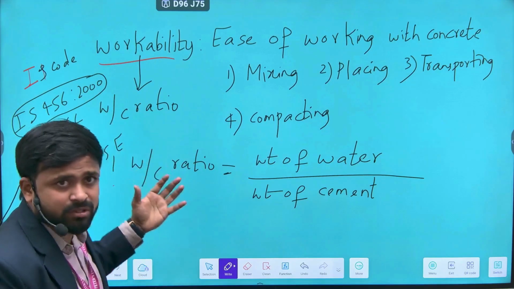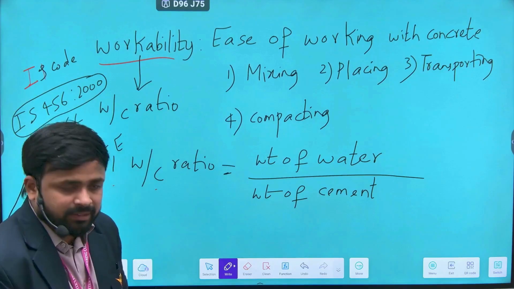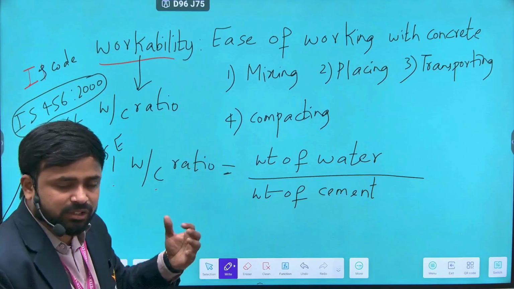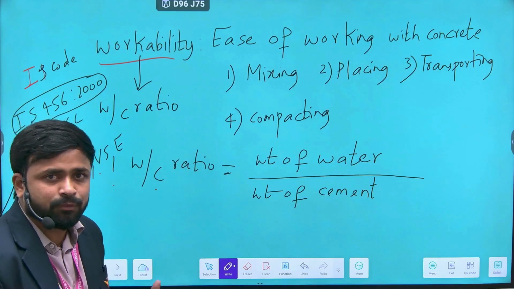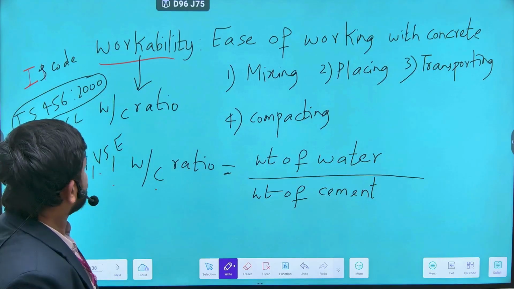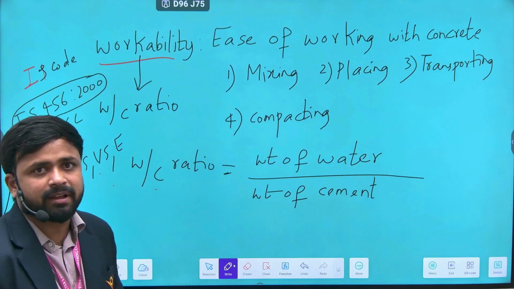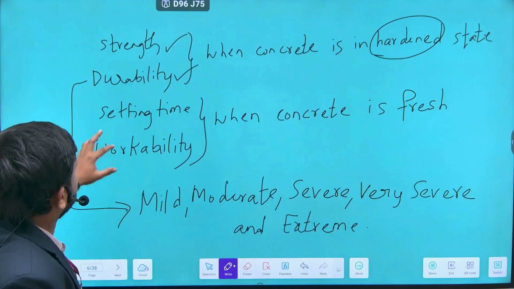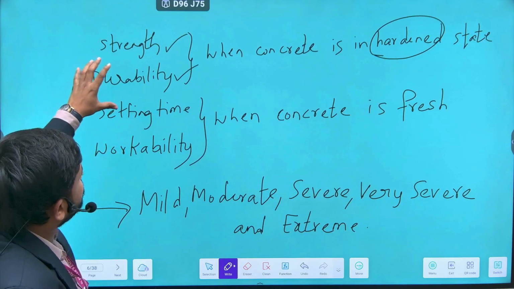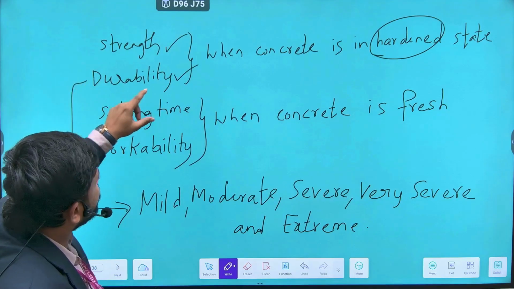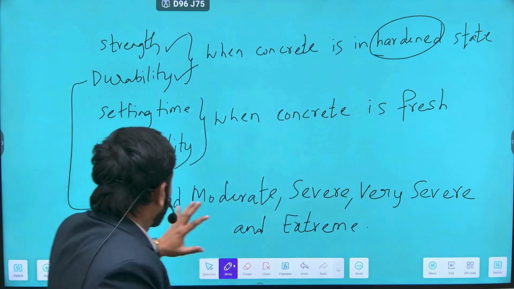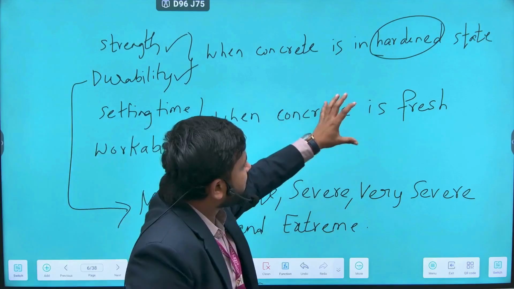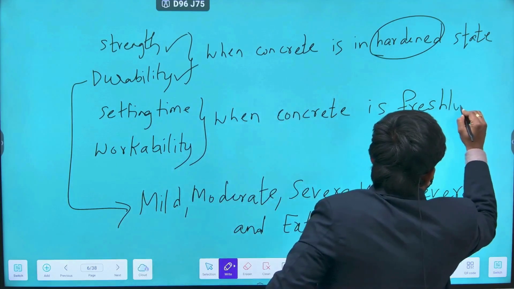We have different types of tests also to determine the workability. They are slump cone test, compaction factor test, VB consistometer test, flow table test, and Kelly ball test. So based on those tests we can determine the workability. Okay, I have discussed workability also. And then strength and durability are properties that we achieve in the hardened state. Setting time and workability are the properties when concrete is fresh, that is freshly mixed.